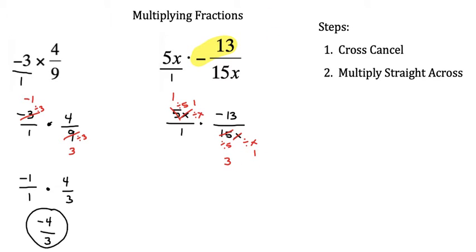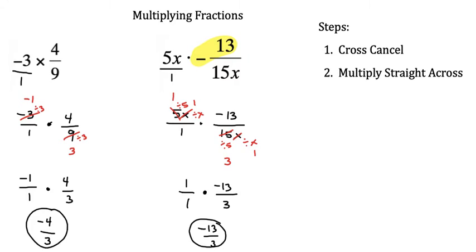So let's rewrite that so we're clear. So I have 1 times 1, or 1, over 1, times -13 over 3 times 1, or 3. All right, well, that's already pretty simplified. So now if I multiply straight across, that gives me -13 over 3, and that's my solution.